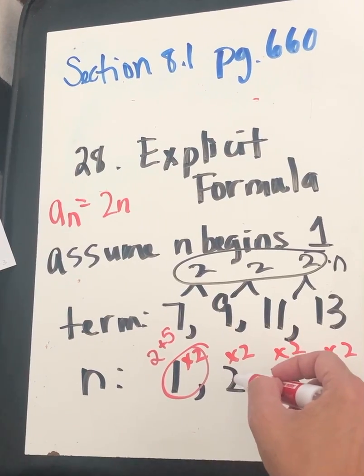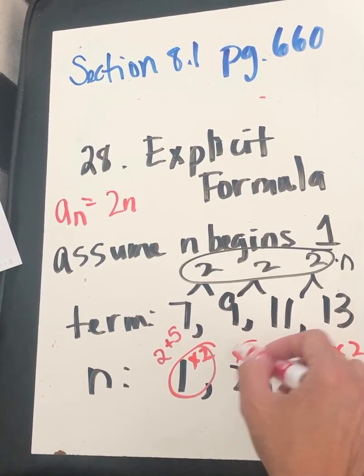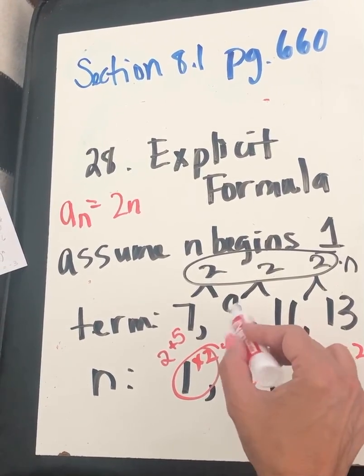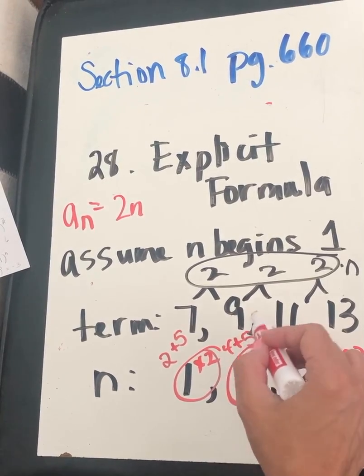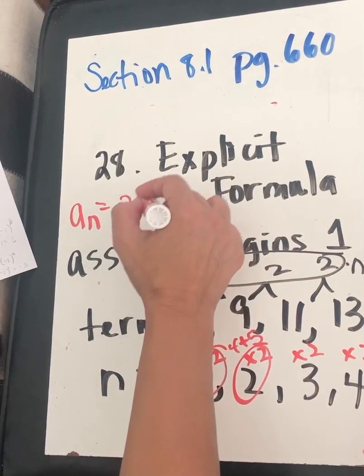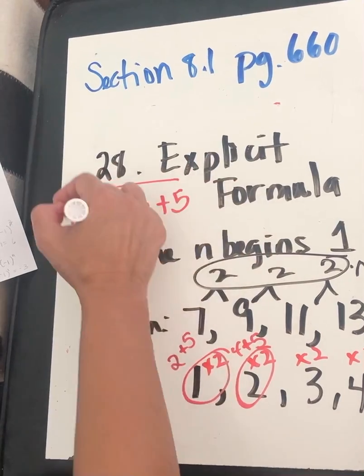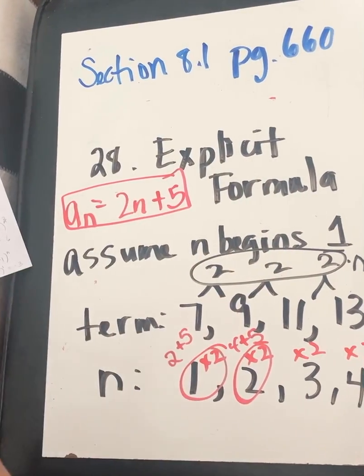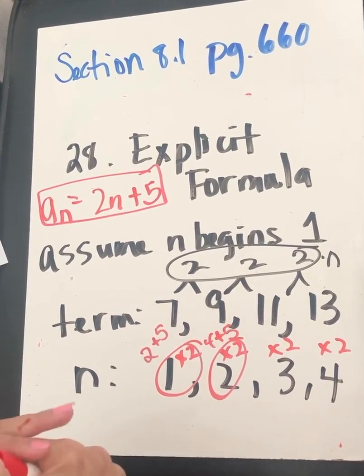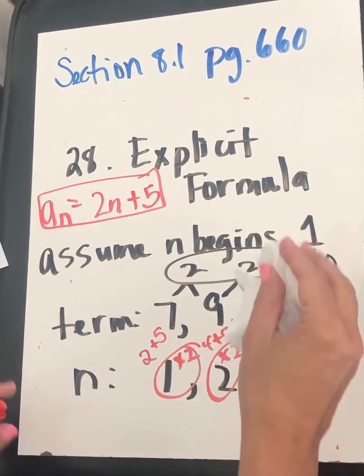On the next one, where n is 2, 2 times 2 is 4. How would I get to the answer here, or that term? I would have to add 5. So the explicit formula is going to be 2n plus 5. Okay, let's look at one more of those. So let's look at number 32.